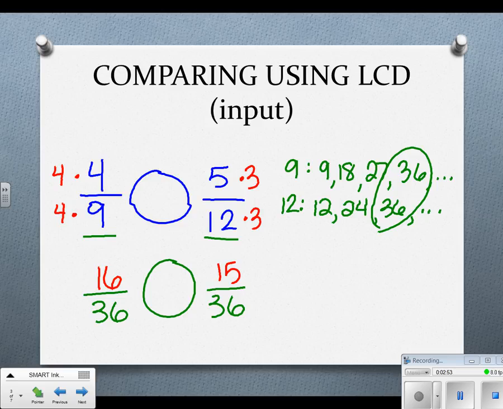And we know our symbol, it opens up to the greater value, like our alligator eats the bigger number. The bigger side is open to that greater number. It's eating the greater number. So we read that 16/36 is greater than 15/36. So then that means 4/9 is, that is our greater than sign. The smartboard is not fixed here yet. 4/9 is greater than 5/12. So that's one way to compare using the LCD.